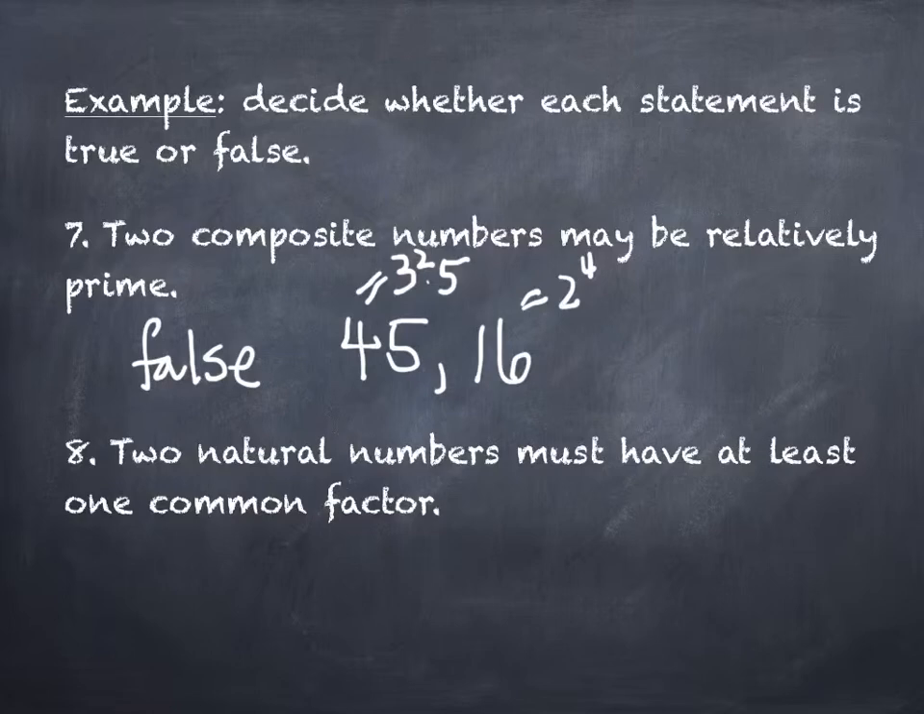All right, 2 natural numbers must have at least one common factor. Any 2 natural numbers, do they have at least one common factor? Yes, that is true. What is the common factor? 1. No matter what 2 numbers I pick, they will at least have one common factor, and that factor is the number 1. Not prime, right? It didn't say prime. They don't have to have a prime factor in common, but they do have a factor in common, which is the factor of 1. Okay, we're going to do one more.